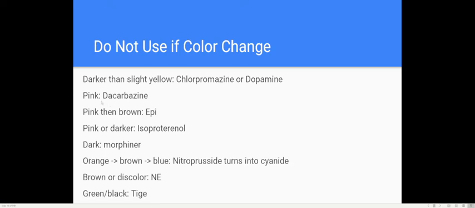Dacarbazine. If it turns pink, don't use it. If epinephrine turns pink, then brown, don't use it. That shouldn't say morphine, or should it say morphine. That's a typo right there. But if it turns a dark color, don't use it.